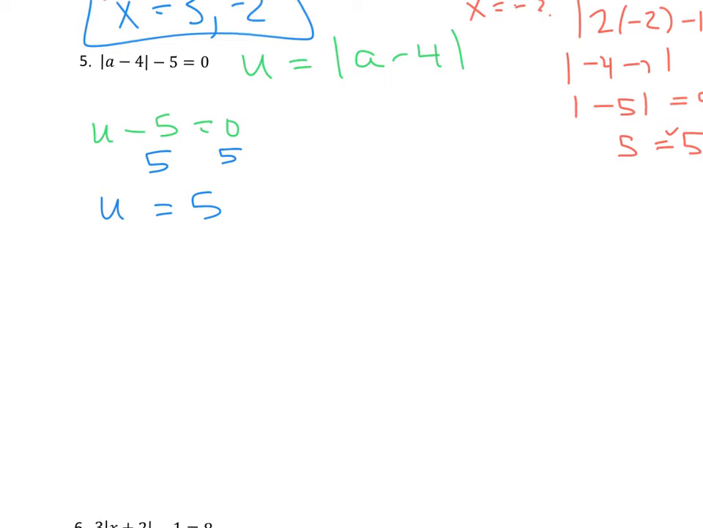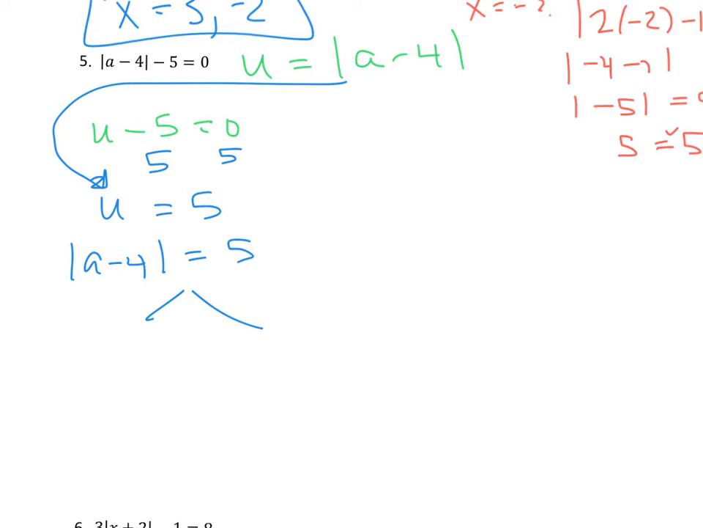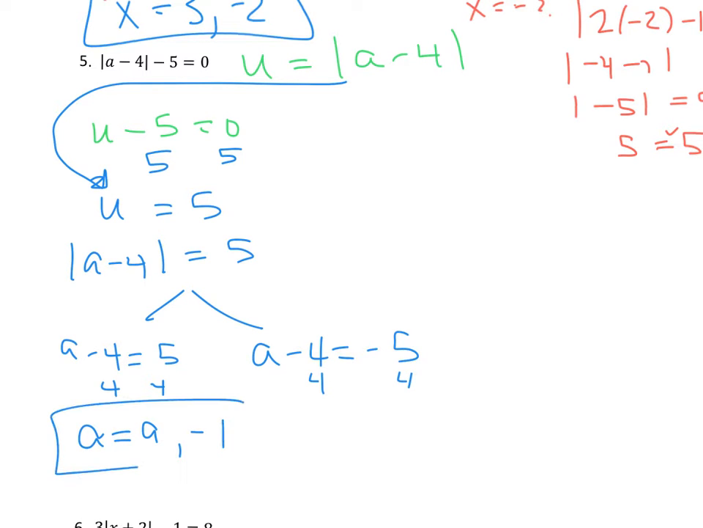Okay, we're going to now substitute the absolute value of a minus 4 back in. So a minus 4 goes back in, and that equals 5, and then we're going to split it into 2. So I get a minus 4 equals 5, and a minus 4 could be equal to the opposite of 5, which is negative 5. Add 4 to each of these sides, so I get a is 9 and negative 1. So now I need to go back and check to see if those two work.